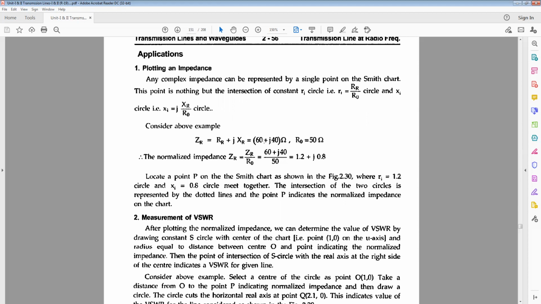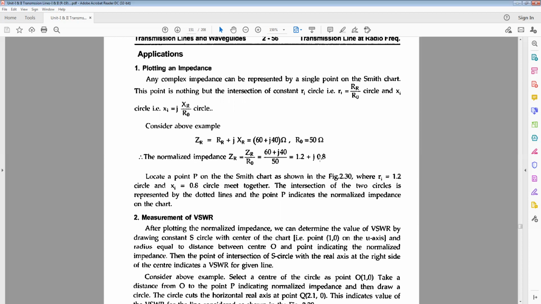What is the RR here? The 60 plus j into 40. The 60 is RR and 40 is the XR. So totally it is RR plus j XR divided by R naught, the normalized impedance, ZR by Z naught. What is the ZR given? 60 plus j into 40 by the 50. So 60 by 50 is 1.2 and 40 by 50 is 0.8.